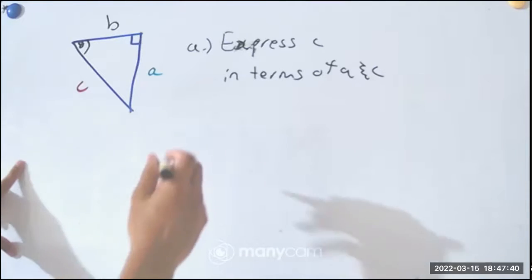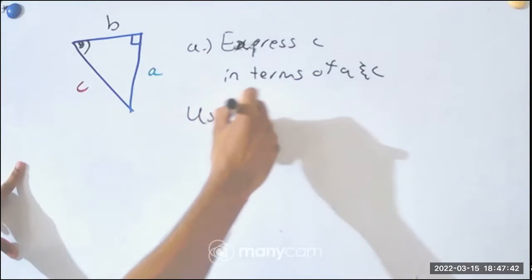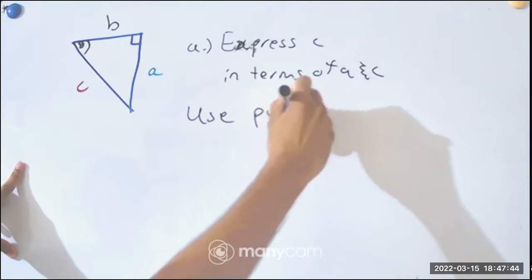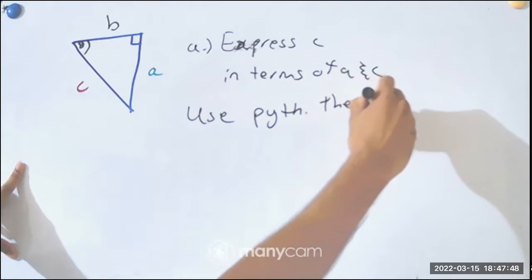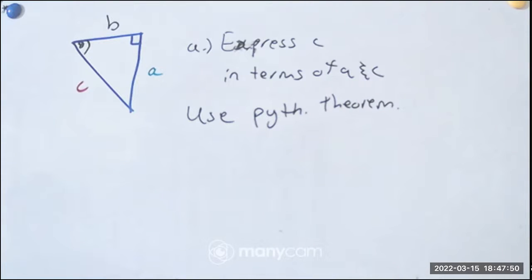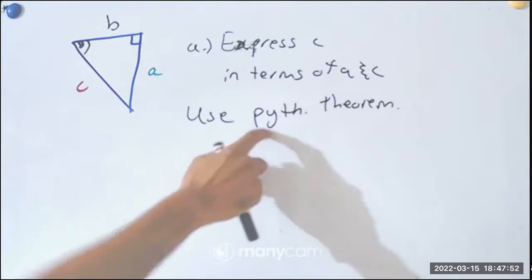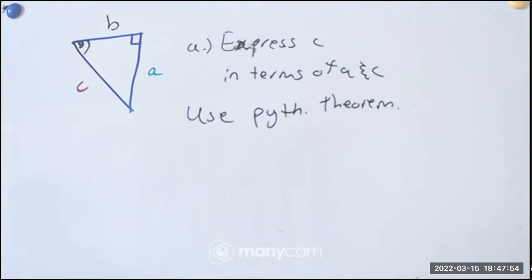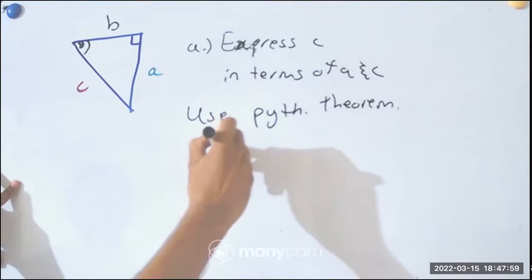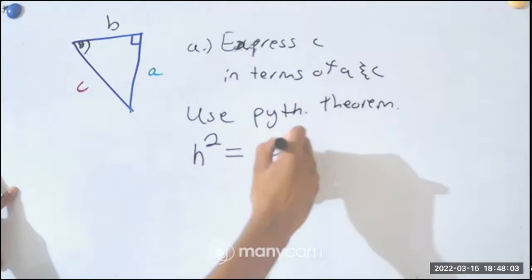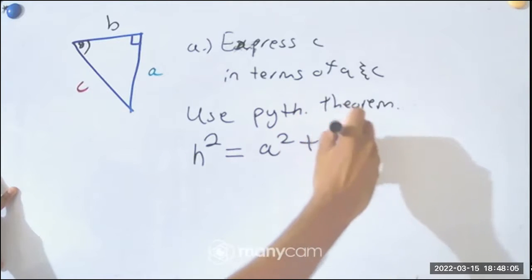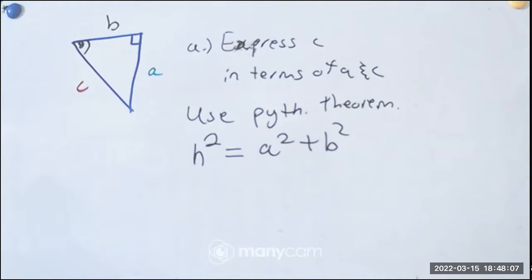So the first thing was to use Pythagoras' theorem. You don't even have to spell out Pythagoras. You can leave it like this. We know what you mean by that. Now, what does Pythagoras' theorem state? It states the hypotenuse squared would be equal to the sum of the squares of the other two sides, right? So this is just the general form of Pythagoras' theorem. So that would have been the first step.